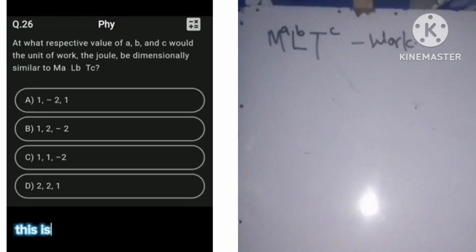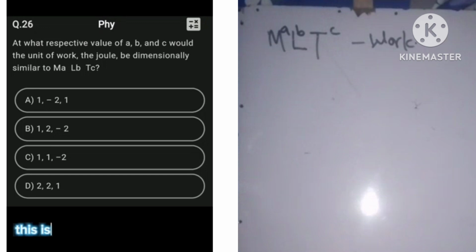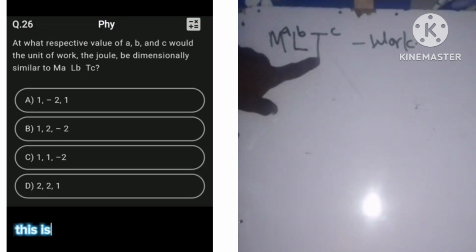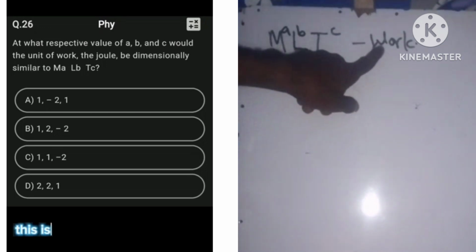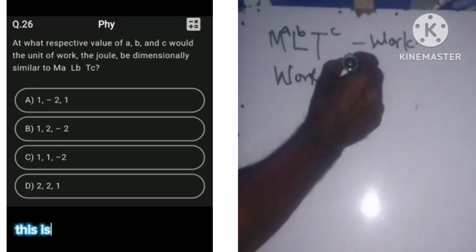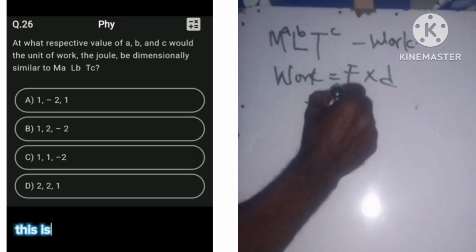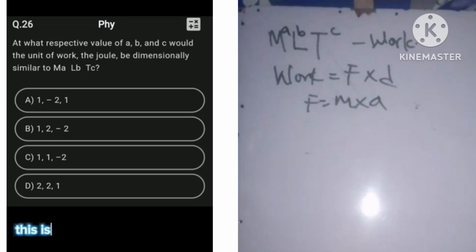Now, we are looking for the dimension for work. They gave us part of the dimension, but the power is missing, and we are asked to find the power. So, M represents mass, L represents length, and T represents time. The first thing we are going to do is to generate the formula for work, because we know that work is equal to force times distance, and don't forget, force is equal to mass times acceleration.